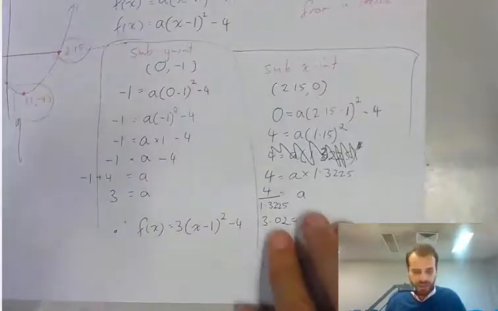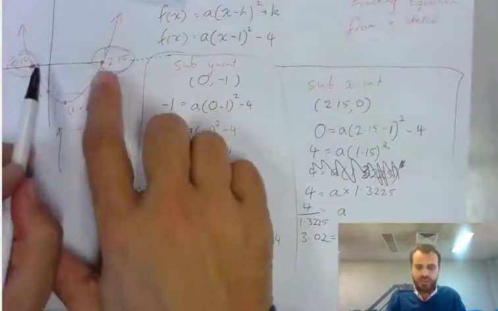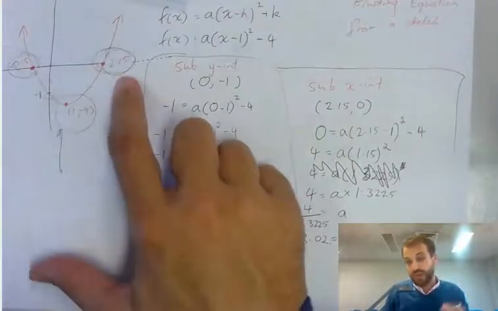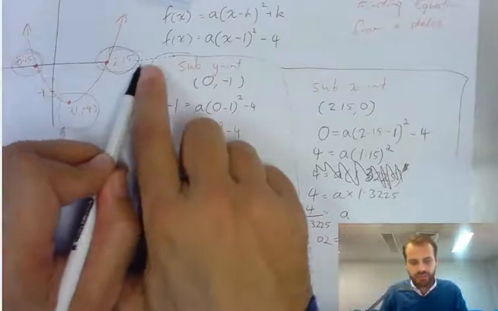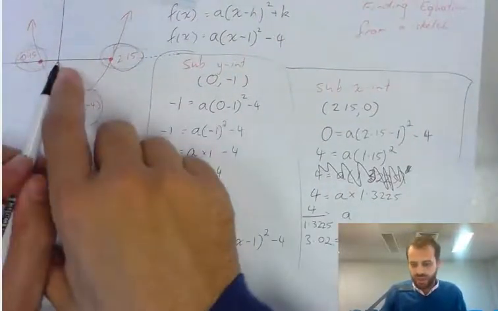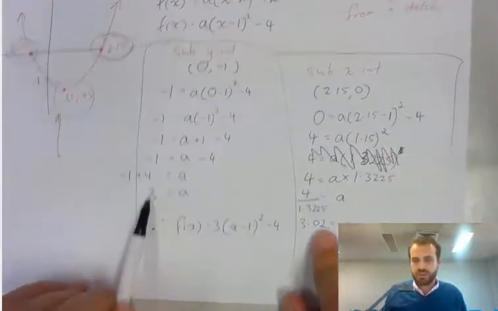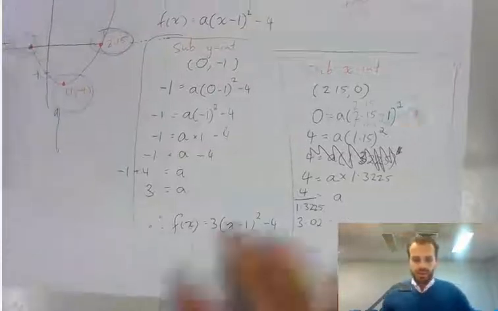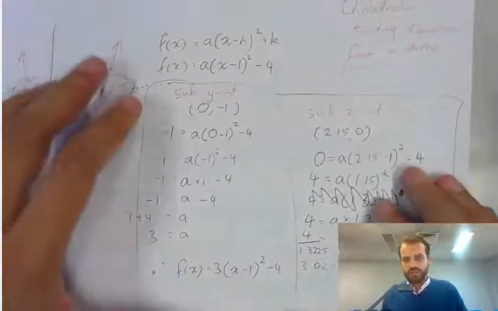The reason for that error is here in our roots. I've pulled these numbers off of my calculator, 2.15 and 0.15, but rounded them to 2 decimal places. There's actually a bunch of decimal places that come after 2.15 and after 0.15. If we were more precise, these answers would be much, much closer. Regardless, in an exam question, we'd never hit you with something so silly. All right, that's finding the equation from a sketch.